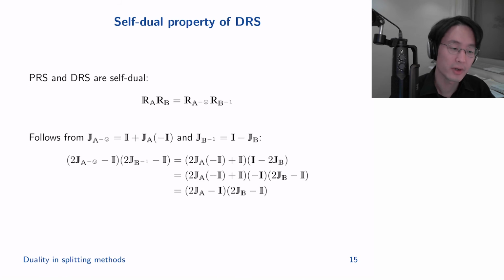DRS also has a very interesting self-dual property. So Peaceman-Rachford splitting and Douglas-Rachford splitting are self-dual in the precise sense that the operator, the reflective resolvent of A composed with the reflective resolvent of B, is the identical operator as the reflective resolvent of A inverse minus composed with the reflective resolvent of B inverse minus. Well, this identity can be shown in a rather straightforward manner.